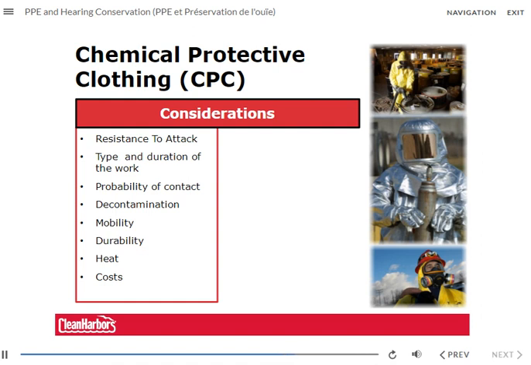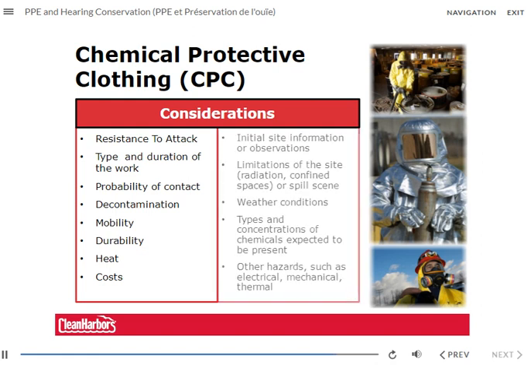If there are two similarly protective garments or gloves, then cost can be the deciding factor in our choice. Other things to consider include observations from the site assessment, including limitations of the site, expected weather conditions, the types of chemicals, and also the presence of additional hazards.